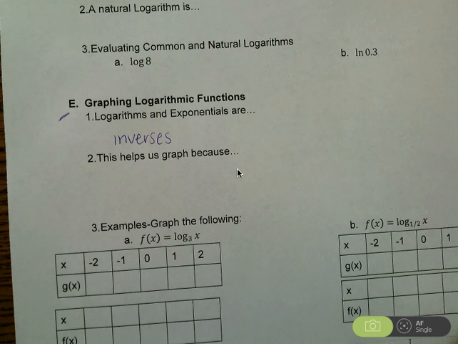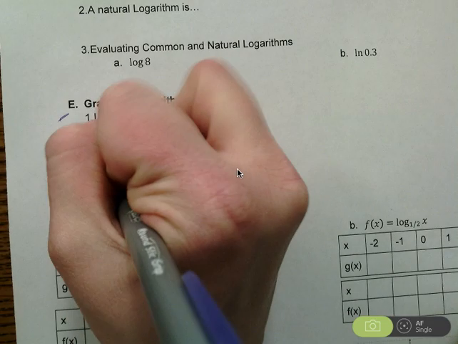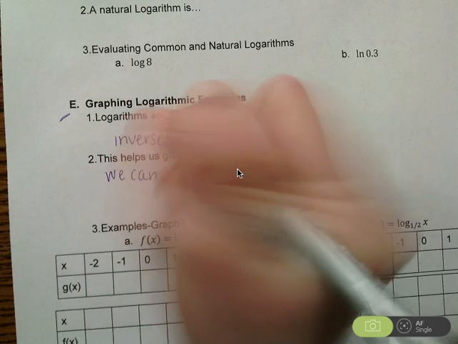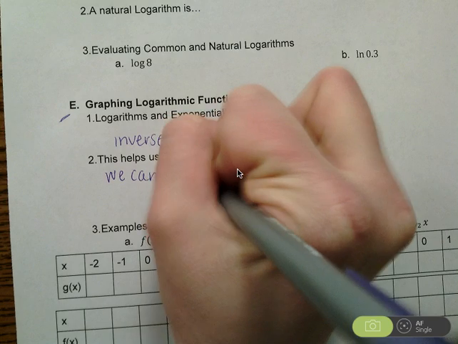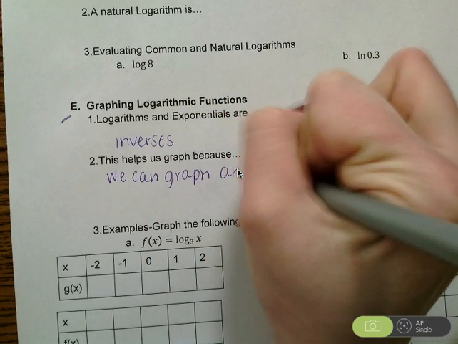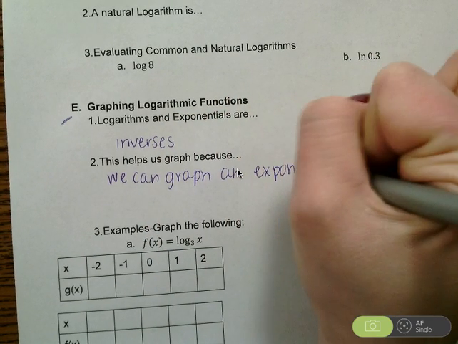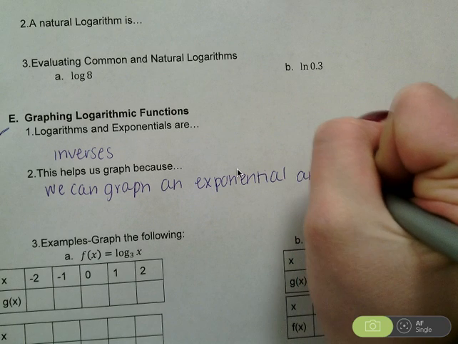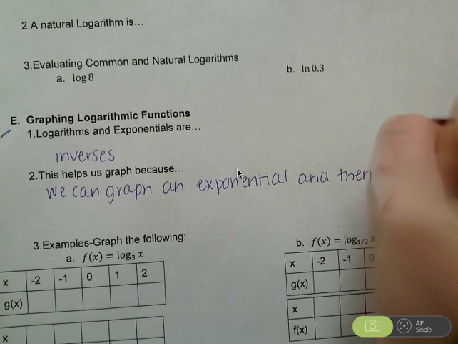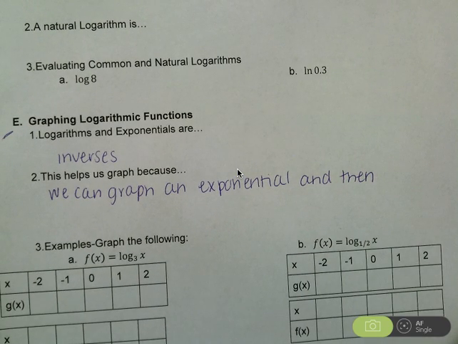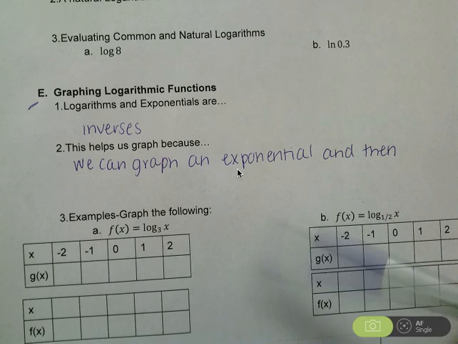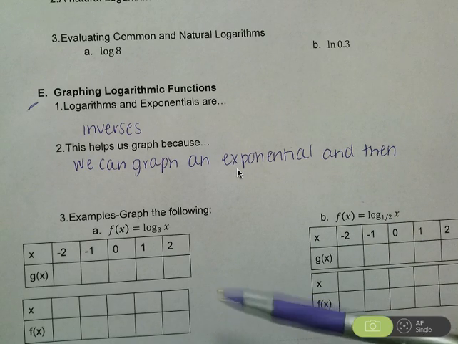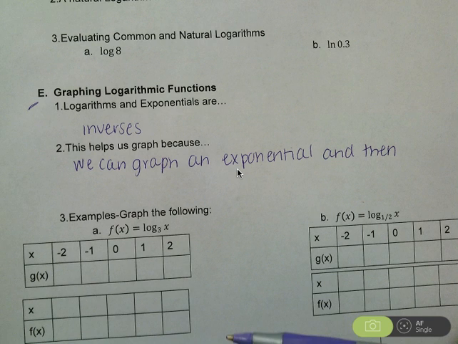This helps us graph because we can graph an exponential function. We know how to do that. We can just plug it into the calculator and complete the table, right? So we can graph the exponential, and then, let's think about this. If inverse means opposite, and I have a table of values, what do you think that I can do to graph the inverse? Switch what? Yeah, then you switch the x and the y.